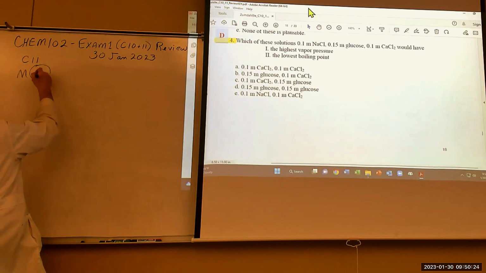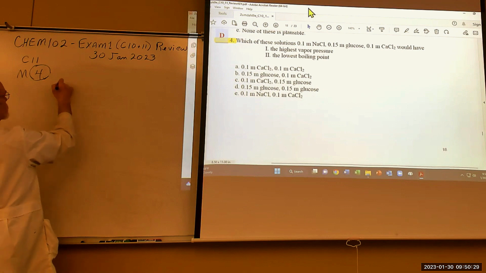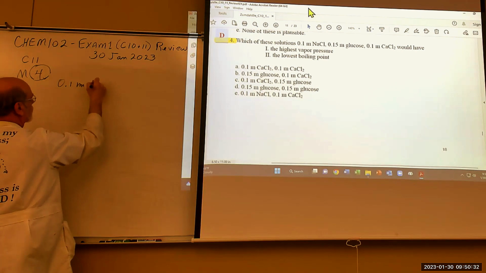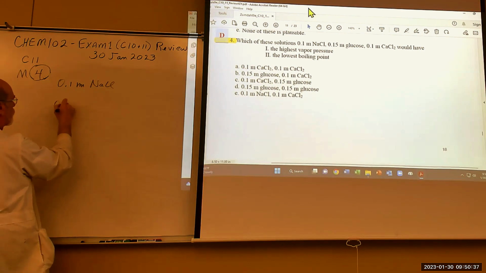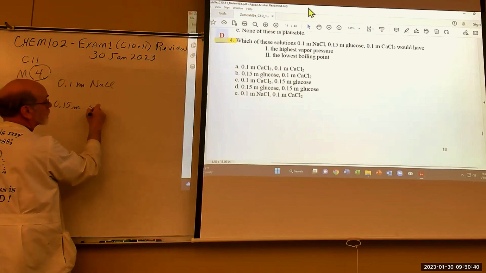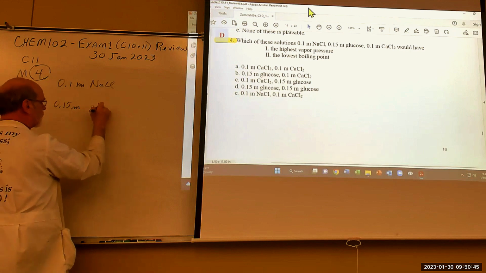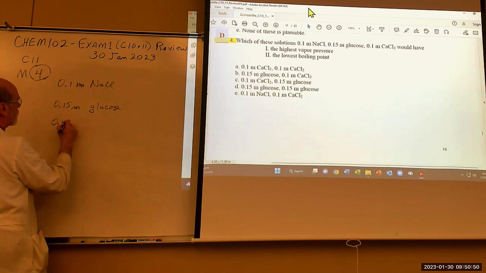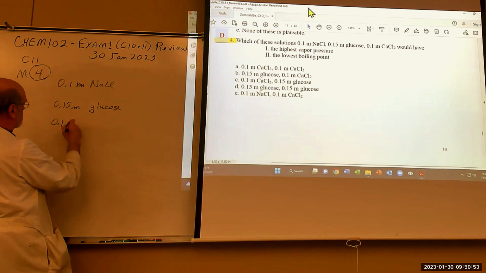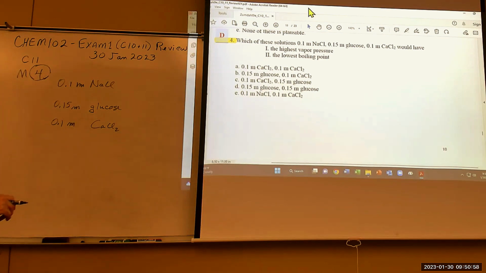Okay. 4. Which of the following solutions, 0.1 mol sodium chloride, 0.15 mol sucrose, glucose, excuse me, there is a difference, and 0.1 mol calcium chloride would have the highest vapor pressure, the lowest boiling point.